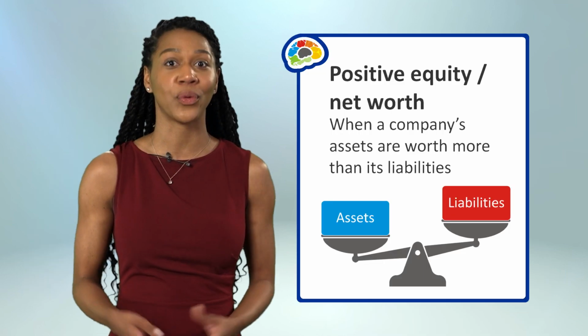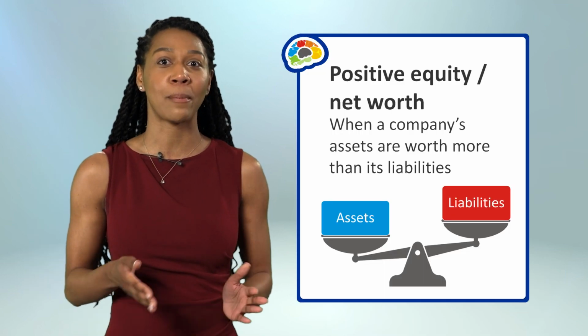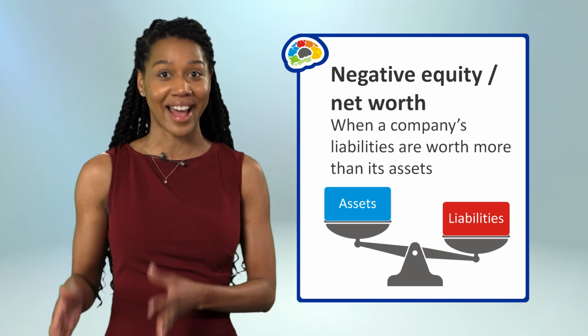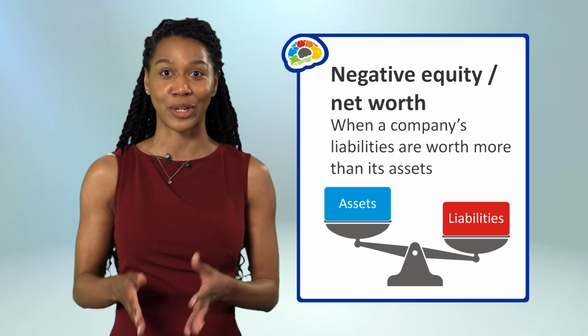Net worth can be either positive or negative, depending on whether the company has more assets or liabilities. When assets exceed liabilities, you have a positive net worth or a positive equity account. But when liabilities exceed assets, the result is negative equity or negative net worth. Personally, I like the positive net worth better.